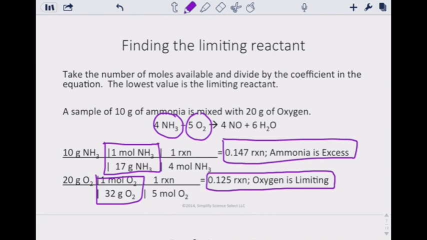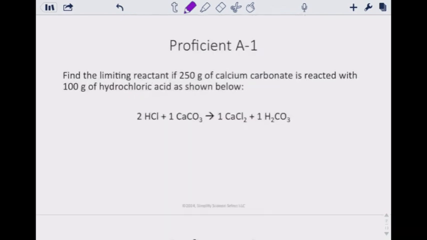So let's look at an example. It says find the limiting reactant if 250 grams of calcium carbonate is reacted with 100 grams of hydrochloric acid as shown below. And so when we're looking at this, here's our calcium carbonate, here is our hydrochloric acid. So when we do this, we go ahead and we start here. Remember, we have to get them to moles because we have to be able to compare apples to apples. We cannot compare anything else. We've got to compare in moles.